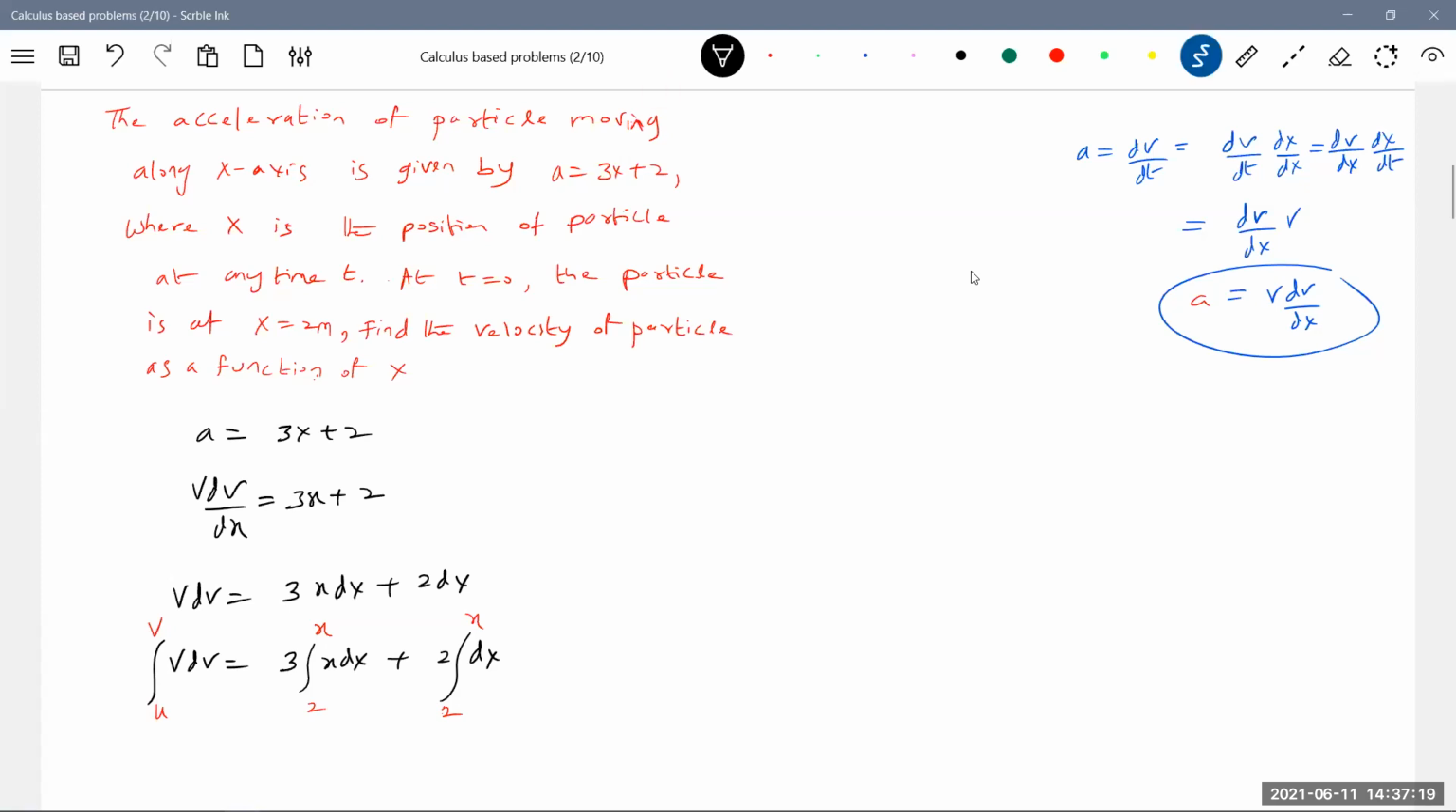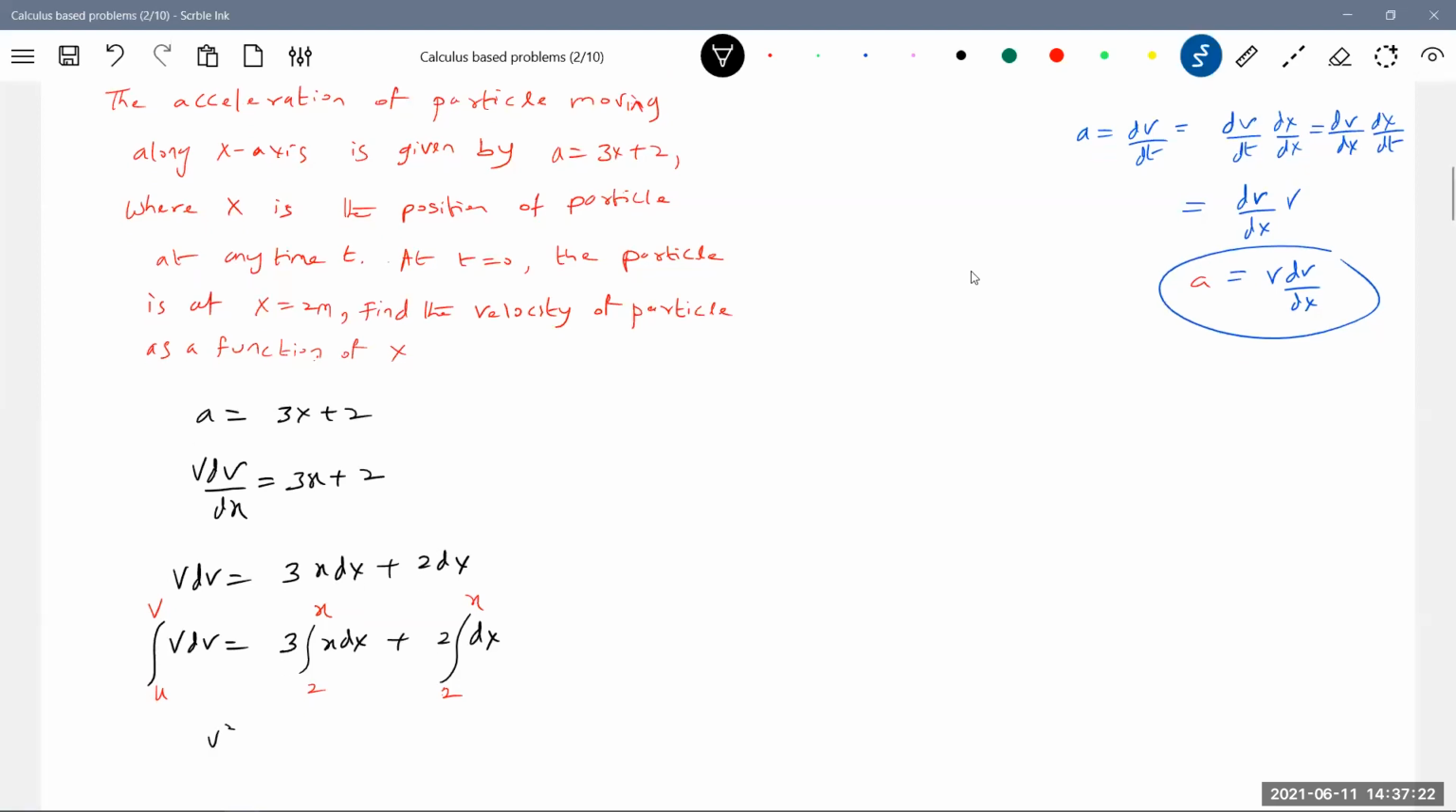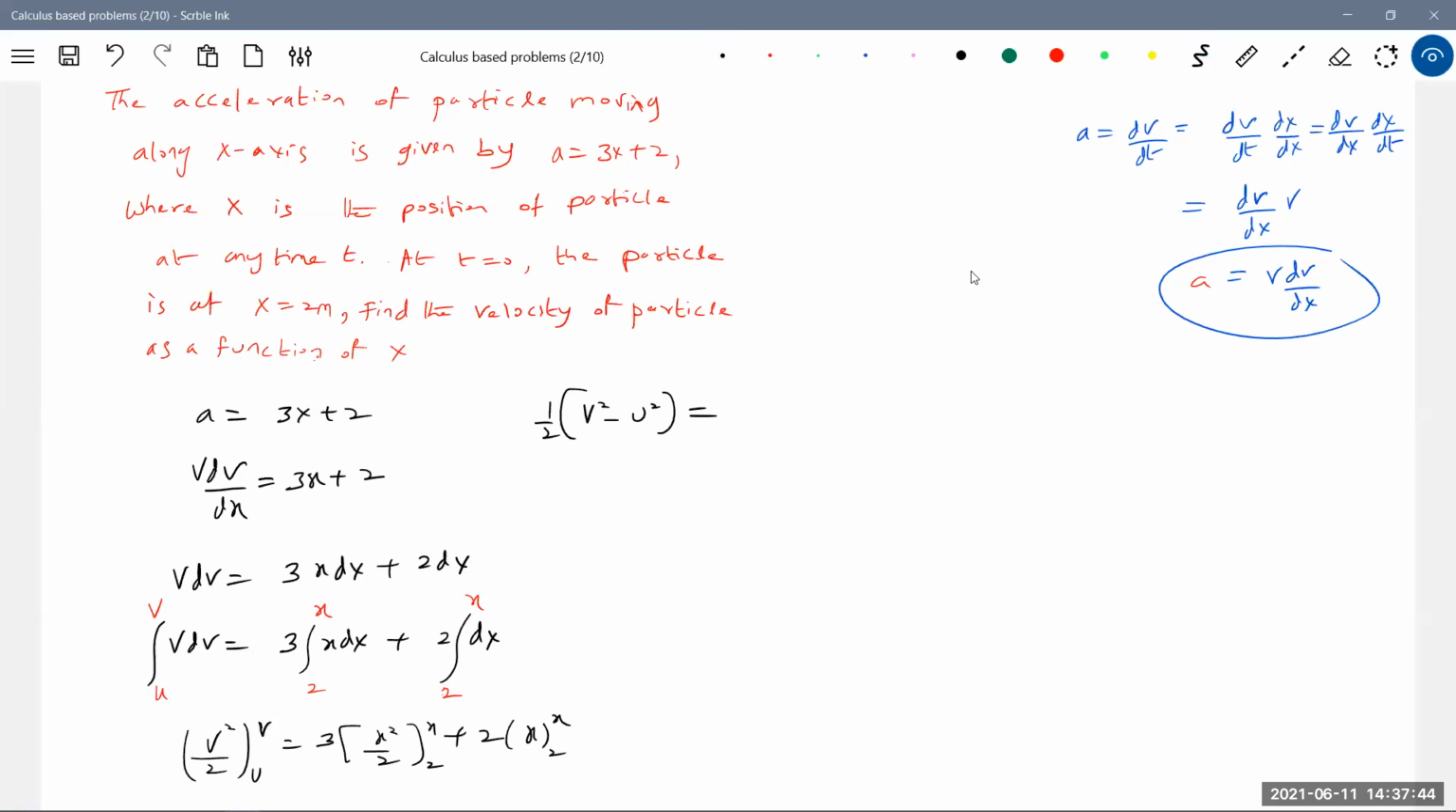So simplification of this will be v square by 2, from u to v, equal to 3 x dx, that one. So this will become 1 by 2 times upper limit minus lower limit. In place of v upper limit, then lower limit u square. Okay, then this will be 3 by 2 times x square minus 2 square, x going from 2 to x.